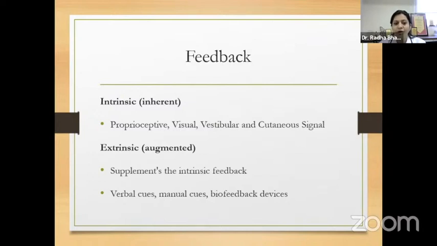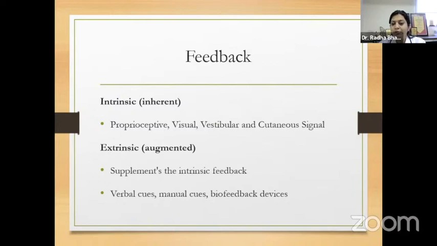One is intrinsic feedback, and the other is extrinsic feedback. Intrinsic, or inherent, is the internal mechanism of the body through which a person receives feedback, which includes the proprioceptive system, visual system, vestibular system, and cutaneous signals. The other one is extrinsic feedback, or augmented feedback, which is a supplement or an add-on to your intrinsic feedback. If for some time any sensory system has a problem, the extrinsic feedback will add on to it. But even if there is no problem with the sensory system at all, external feedback will still supplement the internal feedback which the patient is receiving from his or her own body.